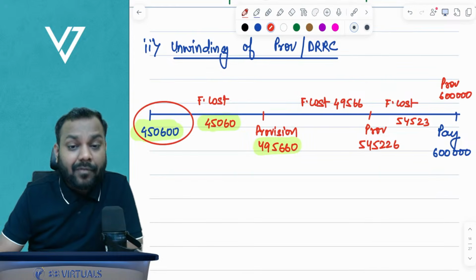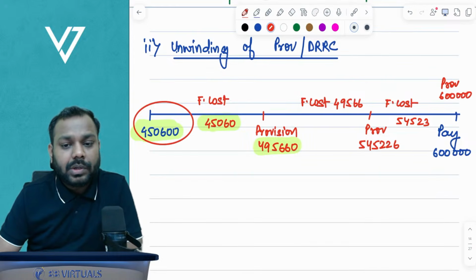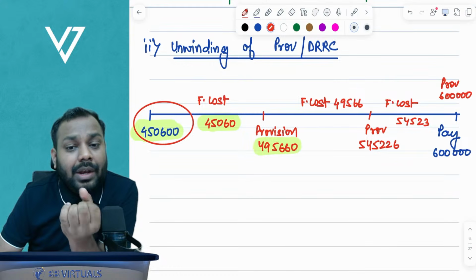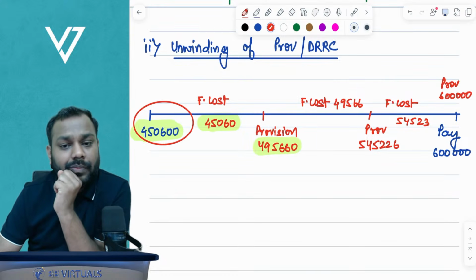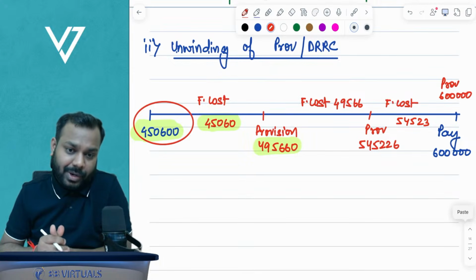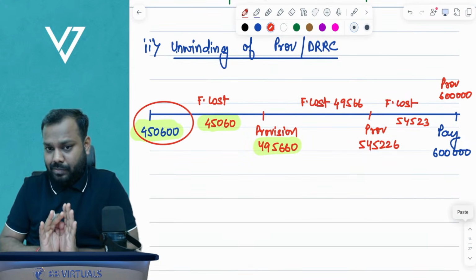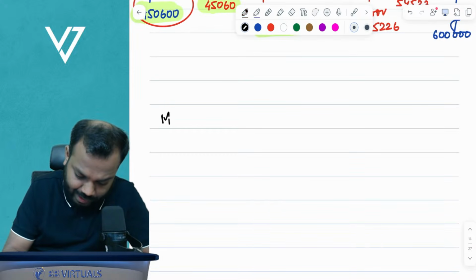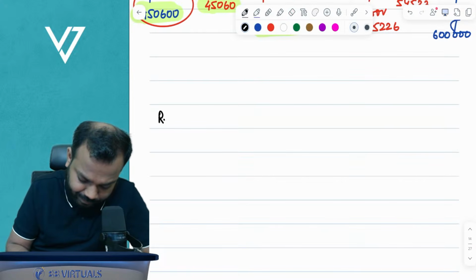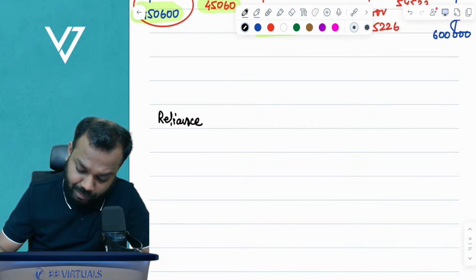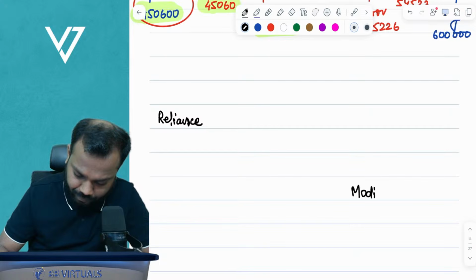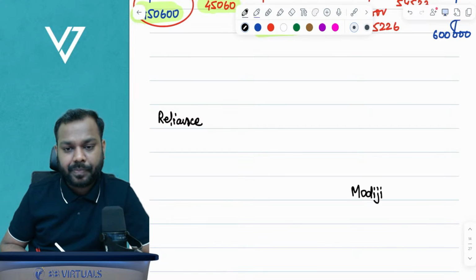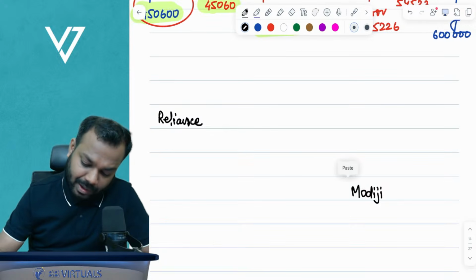And you will have to pay 600,000. This is how it moves. It is like you have taken a loan. Understand the arrangement. This is Mukesh, Reliance. Now this is Modi ji. Now this is the bank.